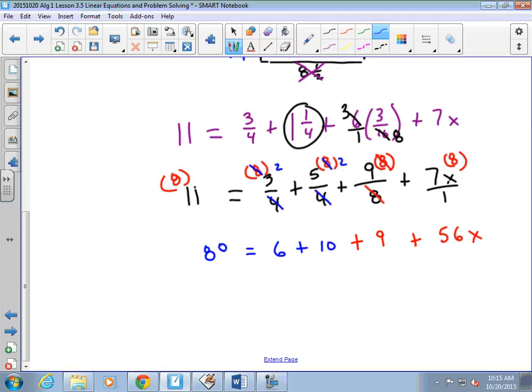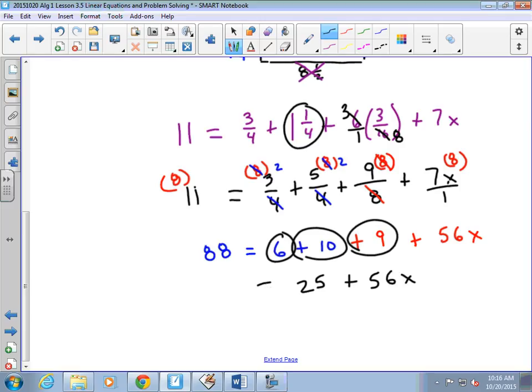So now we're dealing with numbers that are much larger than they were a second ago, but the fractions are gone, and we all appreciate when the fractions are gone. So now it's a simple equation. Combine all of your like terms. What numbers can I put together? 6, 10, and what? 9. So 6 and 10 is 16, plus 9 is 25. So all of those together are 25 plus 56x.